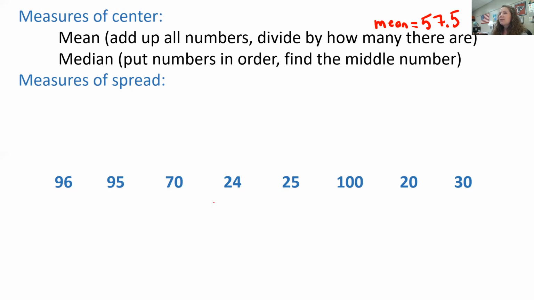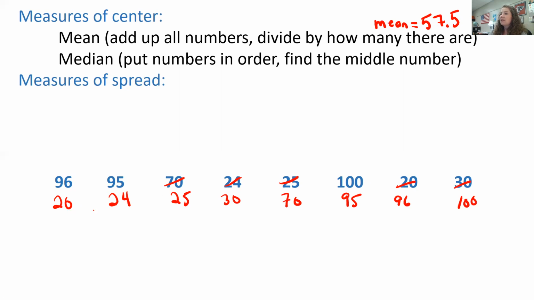Now the median, it's very important to do this first. You have to put these numbers in numerical order, okay? If you just find the middle number the way it's written, that's not going to tell you the true median. So the smallest number is 20, and then we have 24, and then 25, and then 30, and then 70, 95, 96, and 100.